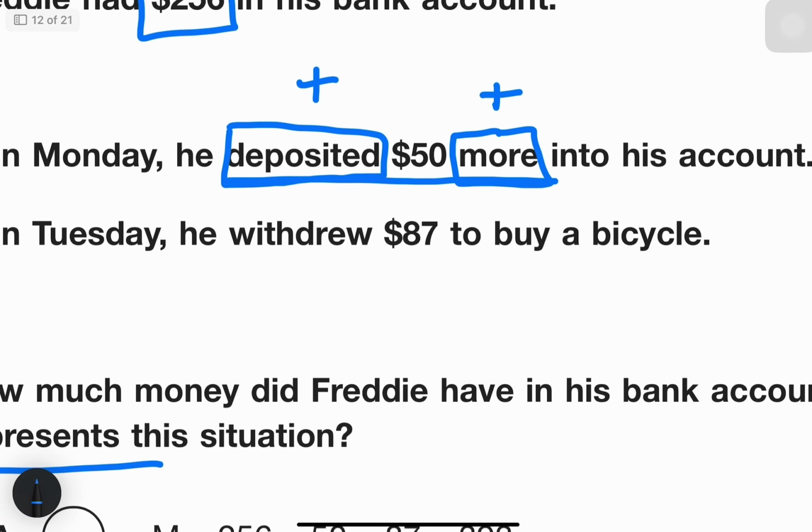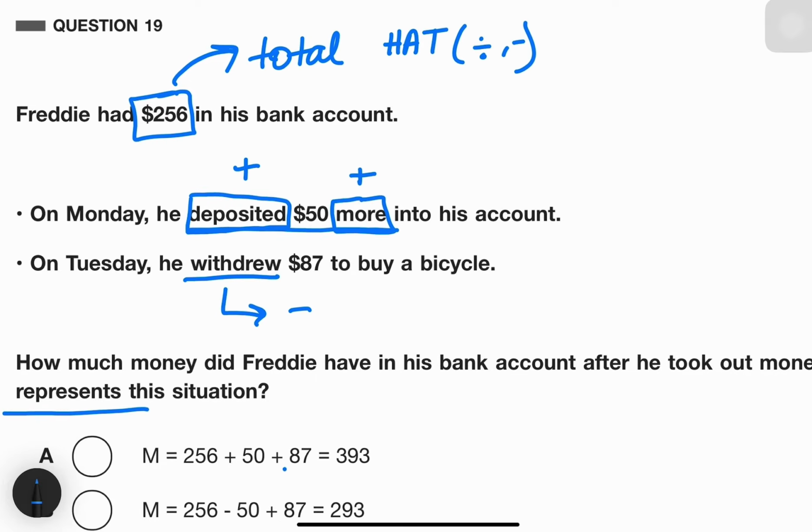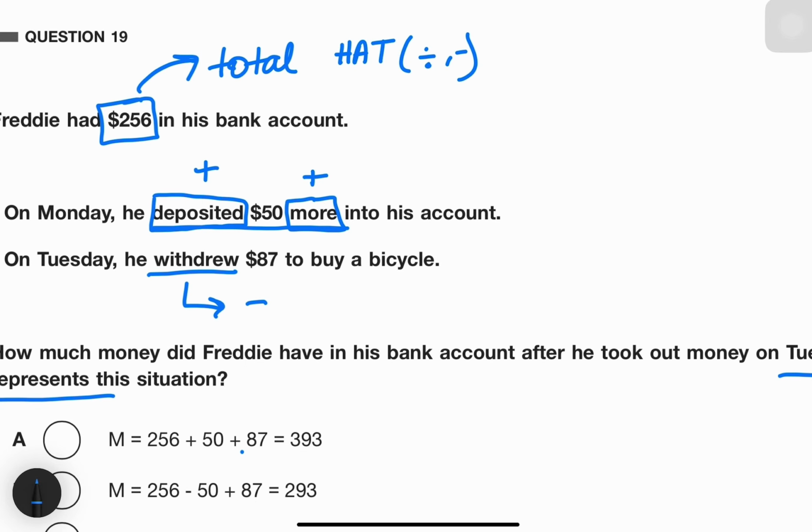It says on Tuesday, he withdrew $87 to buy a bicycle. Now, this is a pretty big word, withdrew. If I want to buy a bike, I need to take some money out of my account. So you need to ask yourself, did I lose money by taking the money out or did I add money by taking the money out? In this case, withdraw or withdrew would mean to subtract. So taking this knowledge and using it step by step, you can form your equation here.